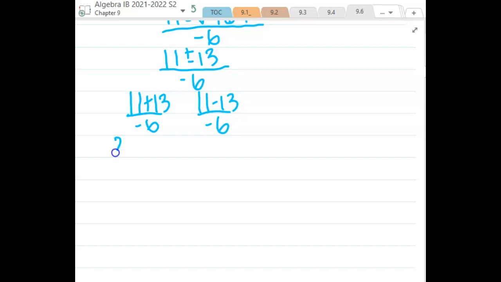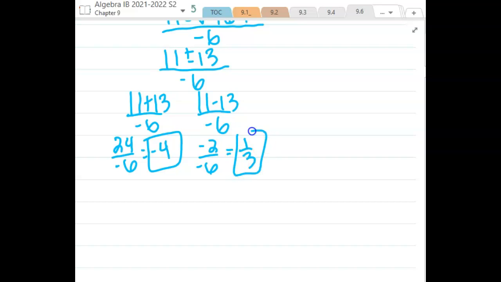11 plus 13 is 24. Divide that by negative 6, you get negative 4. 11 minus 13 is negative 2. And then when you get negative 2 over a negative 6, it'd be a positive. And if you reduce, you would get 1/3.